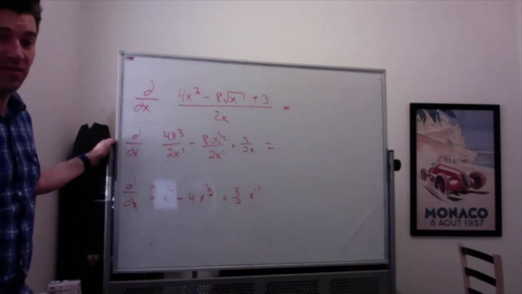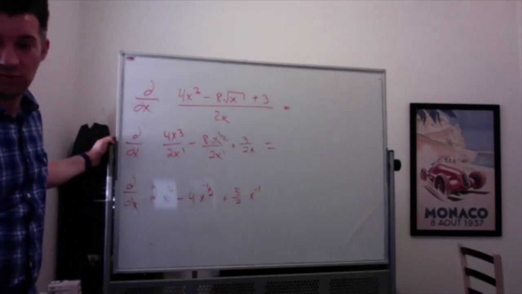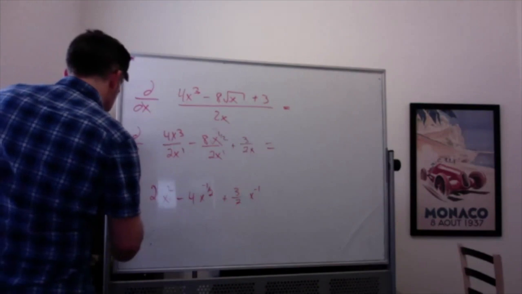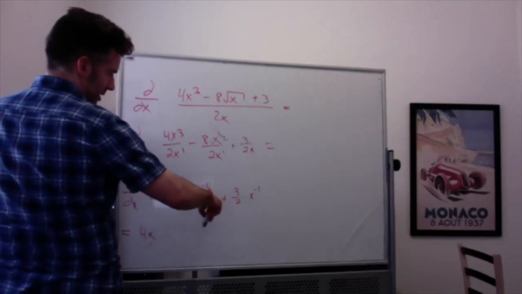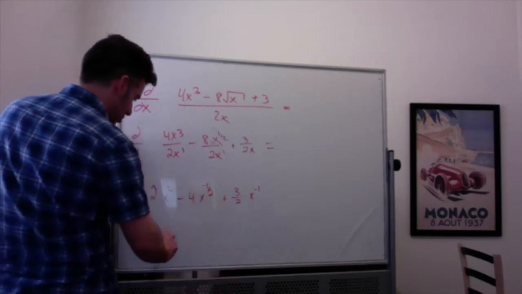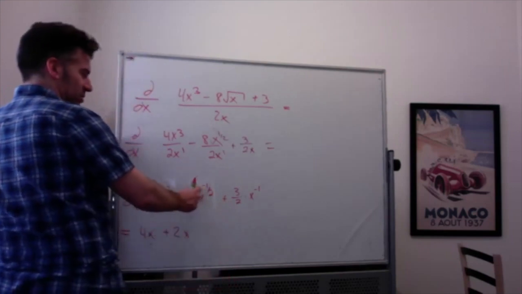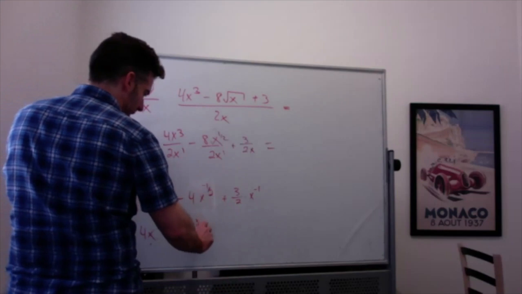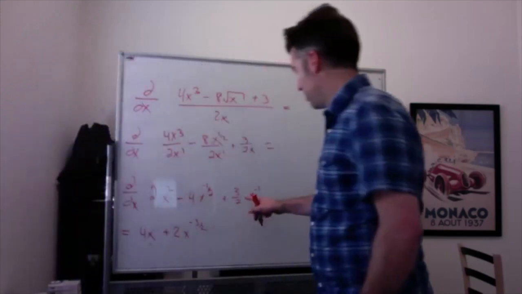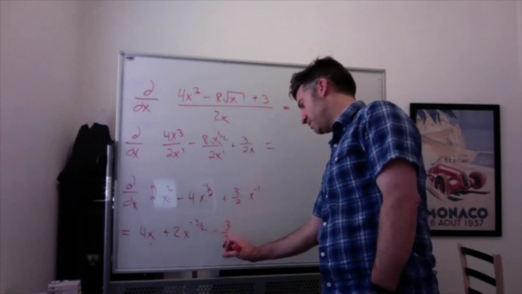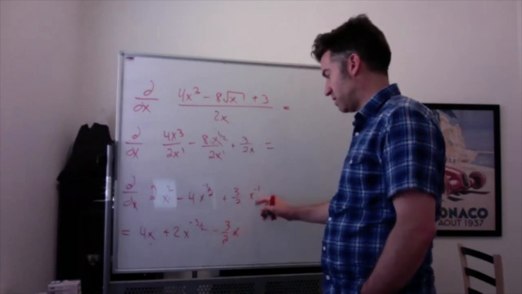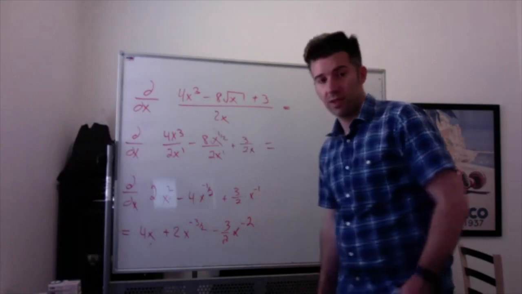And then I've just written everything as powers of x, so I can just use the power rule. I'm going to get 4x. Let's see, minus 4 times minus 1/2 is plus 2. x to the minus 1/2 minus 1 is minus 3/2. And then I'm going to take the derivative of this: the minus 1 comes down, so I get minus 3/2 times x to the minus 1 minus 1, which is minus 2.